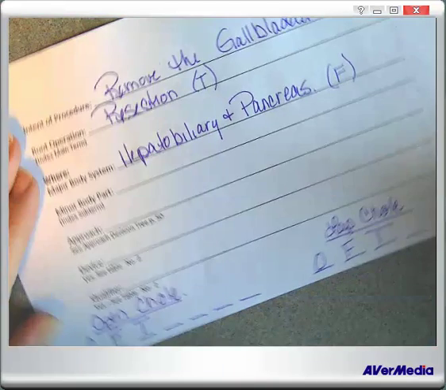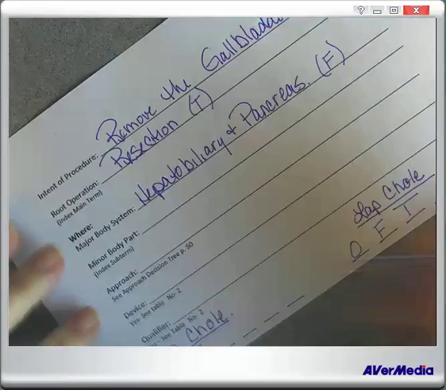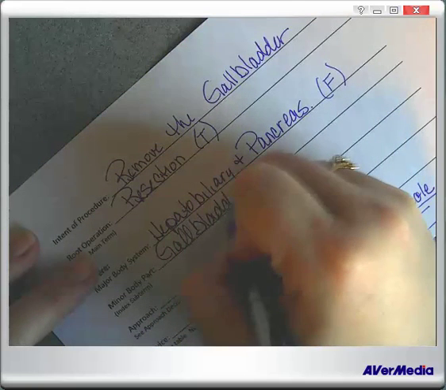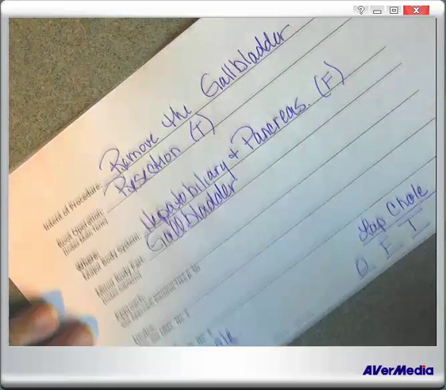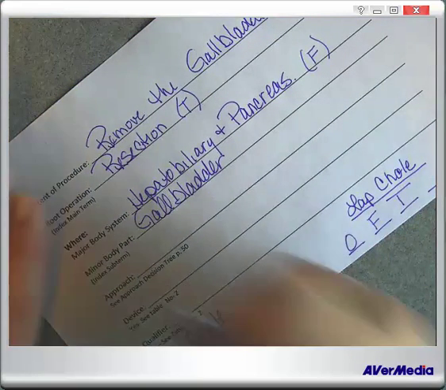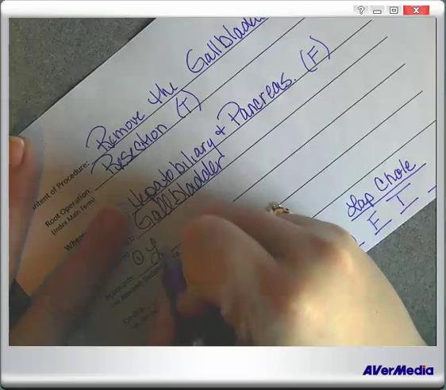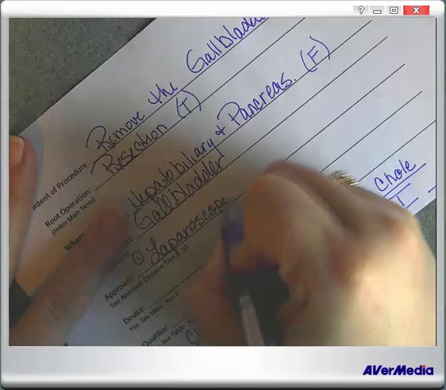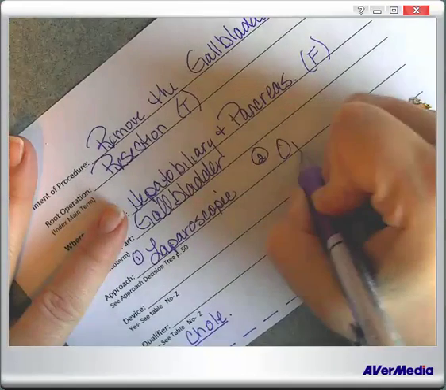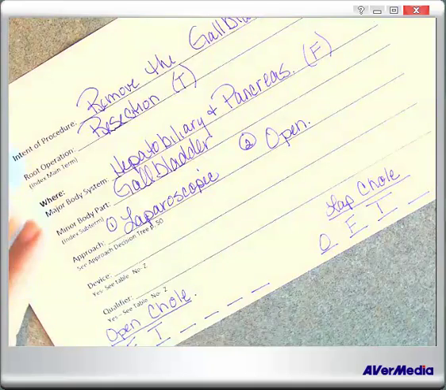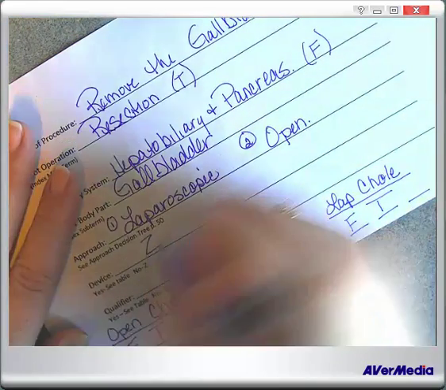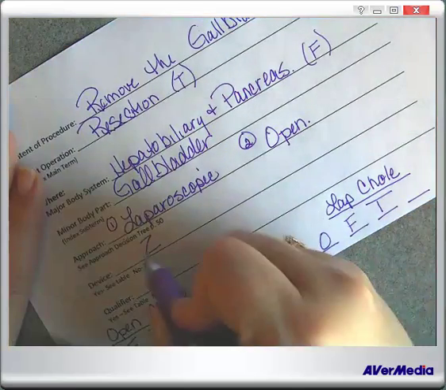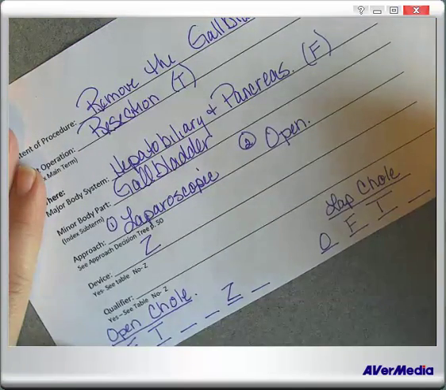Now our body part is what? Our body part is the gallbladder. Our approach, we actually have two, don't we? We have one that was laparoscopic, and we have one that was open. Did we have a device? No. Do we have a qualifier? Probably not, but we don't know for sure yet. So we're just going to fill in the device, our sixth character, okay?